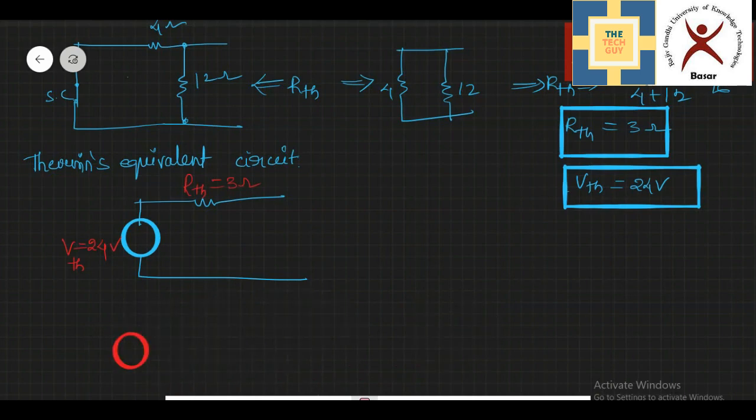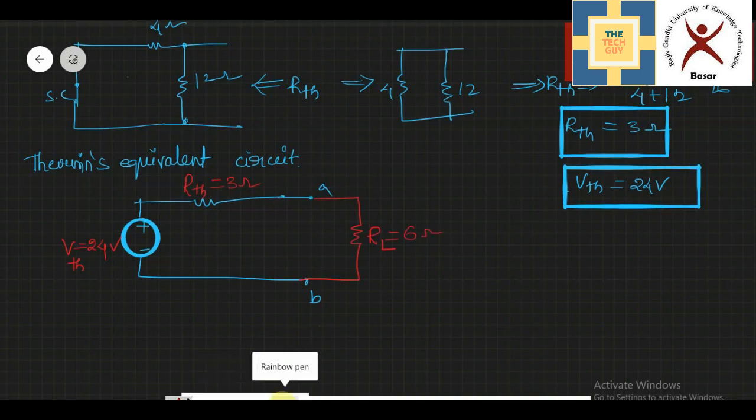Any linear bilateral network consisting of independent sources and resistance elements can be replaced with a simple circuit having a voltage source in series with a resistance. That is nothing but Thevenin's circuit. So this is the idea. This is plus and minus, and here we have terminals A and B. Now we are going to connect the load, which is a 6 ohm resistor. We deleted the load first, now we are connecting it again.